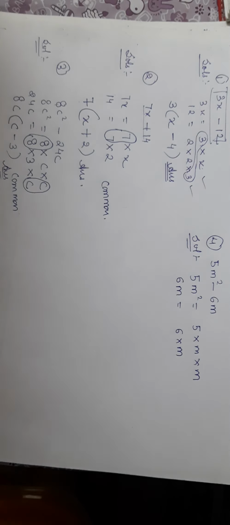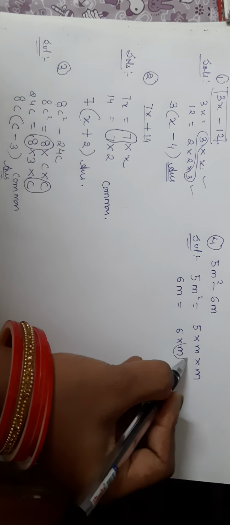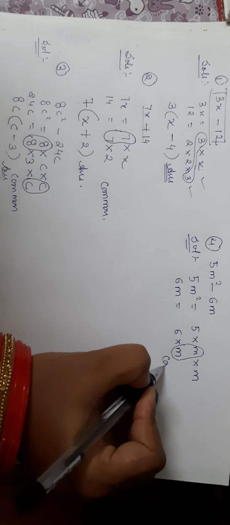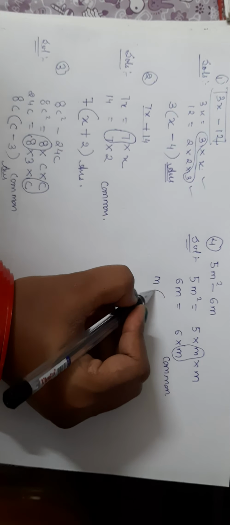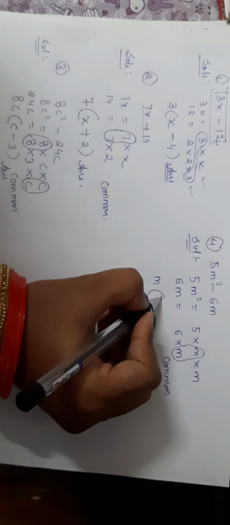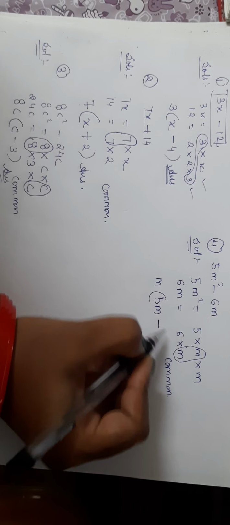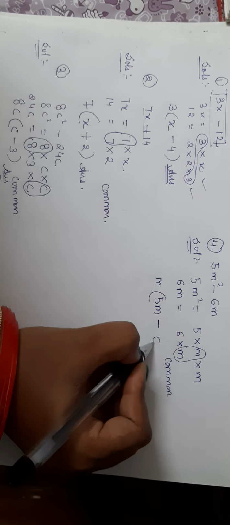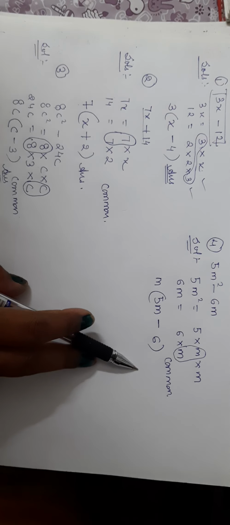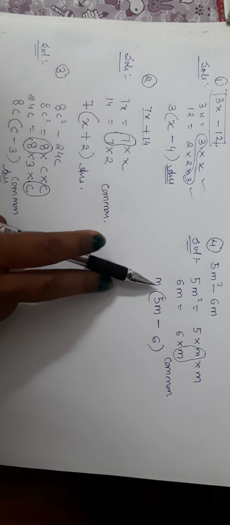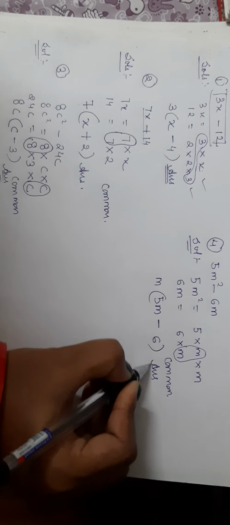So what is common here? You can see you will get m common from here. So take out m as common. What is remaining here? 5m, and this minus sign, and what is remaining here? 6. So the answer will be m into (5m minus 6). As you can see, if you multiply this m inside, you will get 5m square minus 6m. So this is the correct answer.